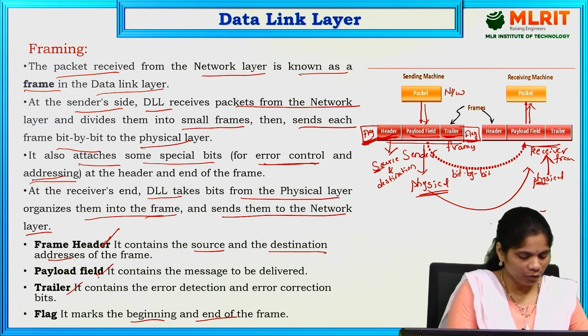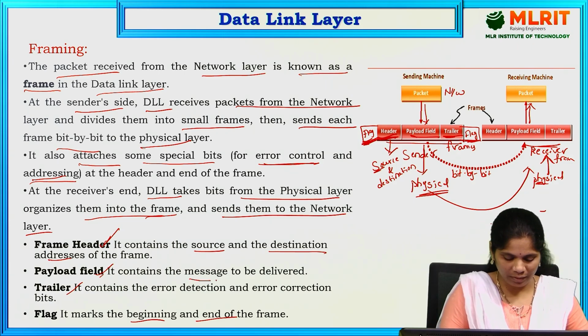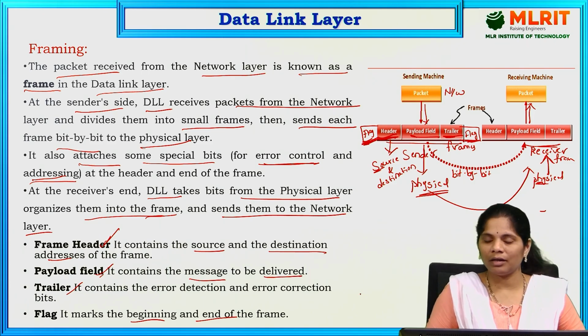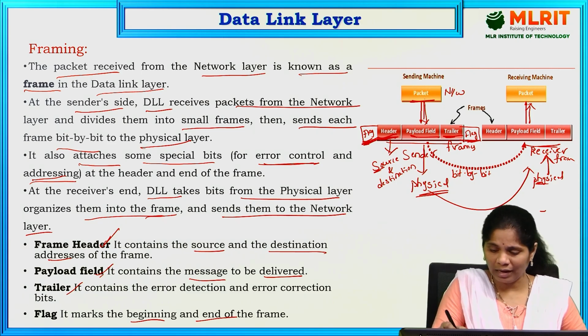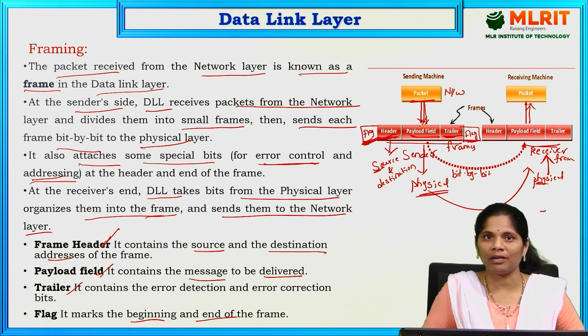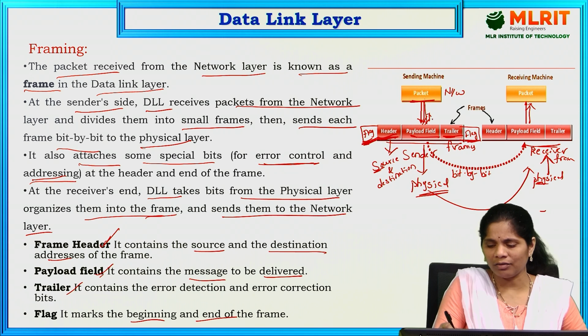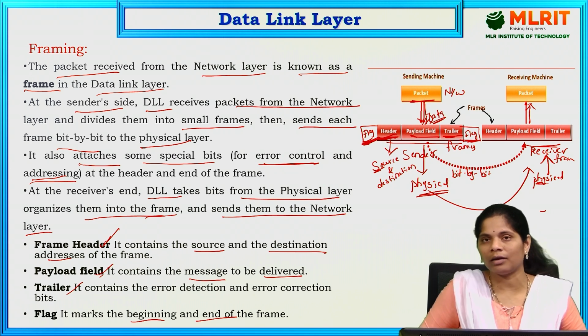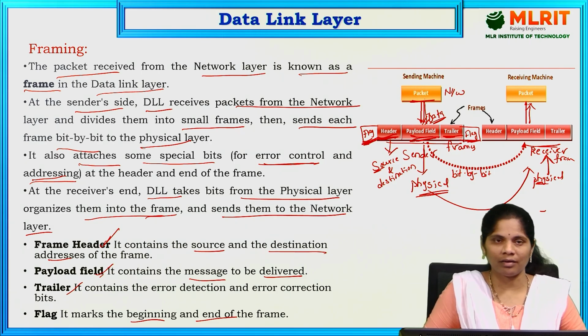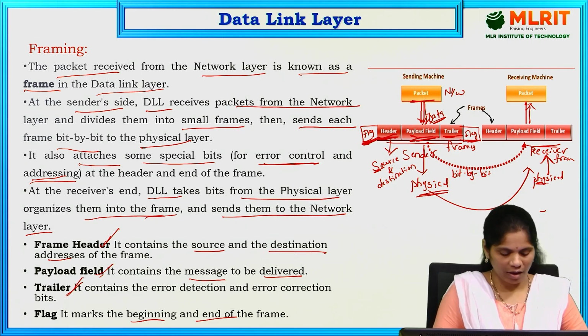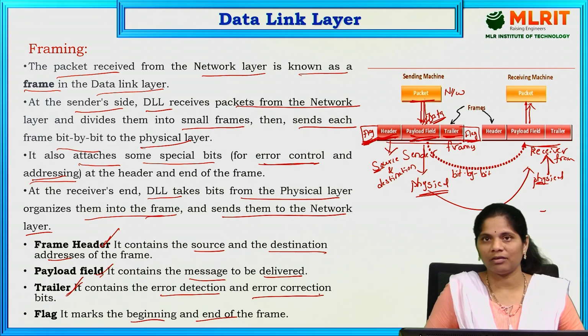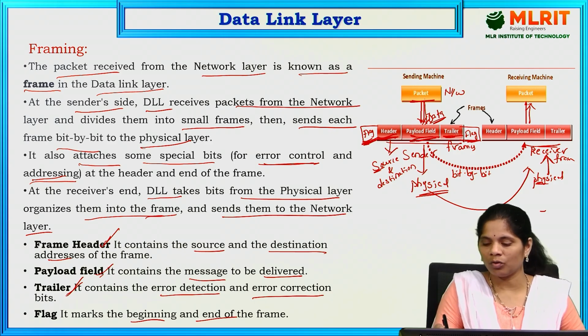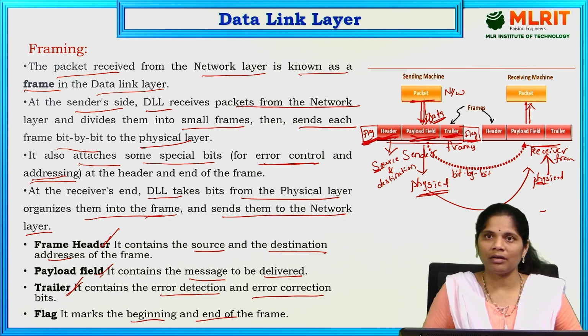And coming to the payload field, what exactly is it saying? It contains the message to be delivered. Whatever data is coming from the network layer in the form of packets, that exact information goes into the payload field. That is the exact data. And coming to the trailer, it has the error detection and error correction. If any errors occur while transferring the data, we use the trailer for detecting and correcting the errors.